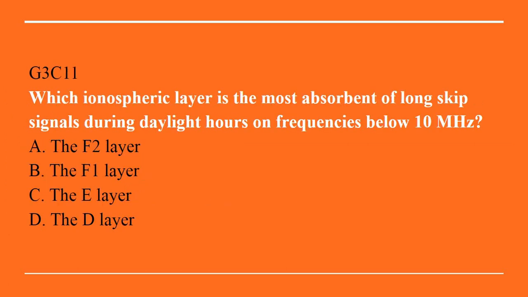G3C11. Which ionospheric layer is the most absorbent of long skip signals during daylight hours on frequencies below 10 MHz? A. The F2 layer. B. The F1 layer. C. The E layer. Or D. The D layer. Correct answer is D. The D layer.